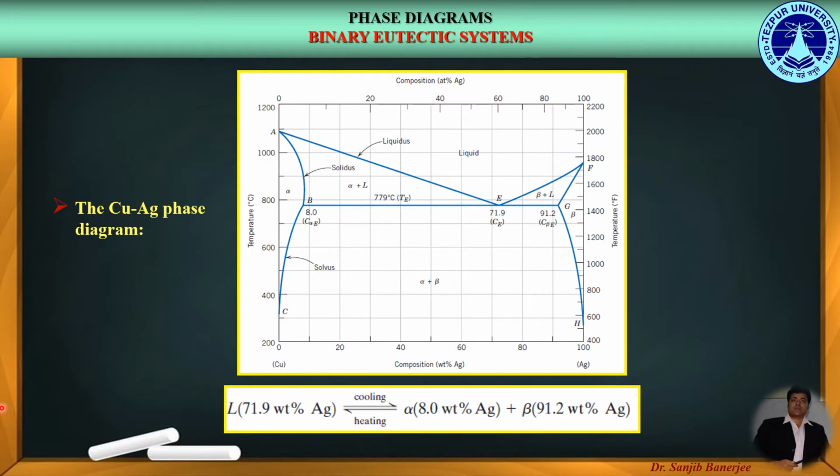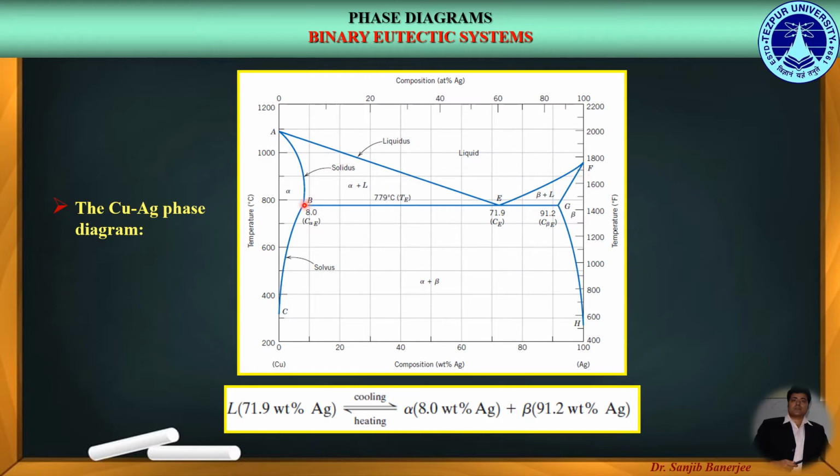In this phase diagram we can see the vertical axis on the left hand side denotes 100% pure copper, which has a melting point of 1083 degrees centigrade. Similarly, the vertical axis on the right hand side denotes 100% pure silver, having a melting point of 960 degrees centigrade.